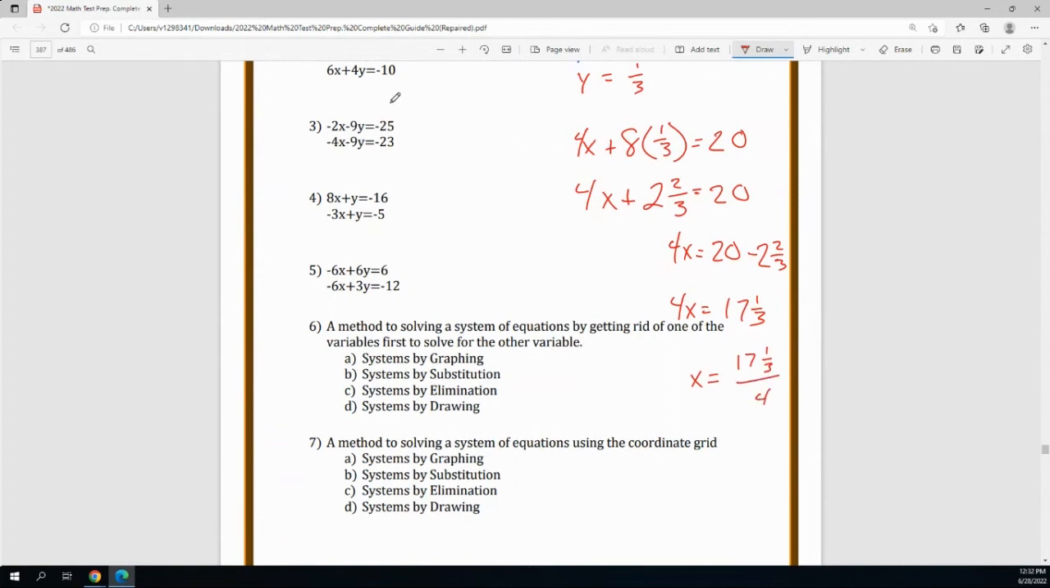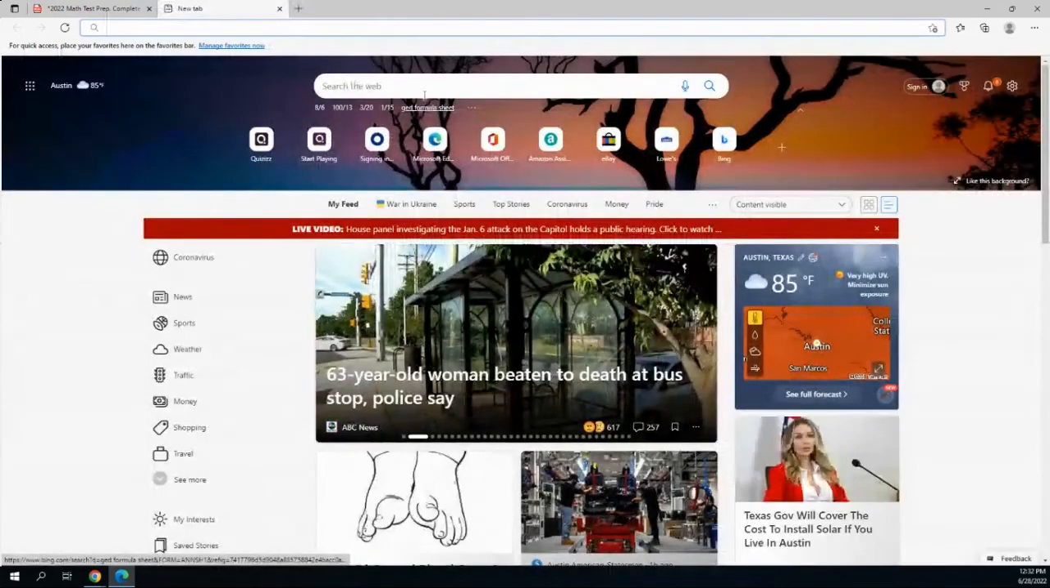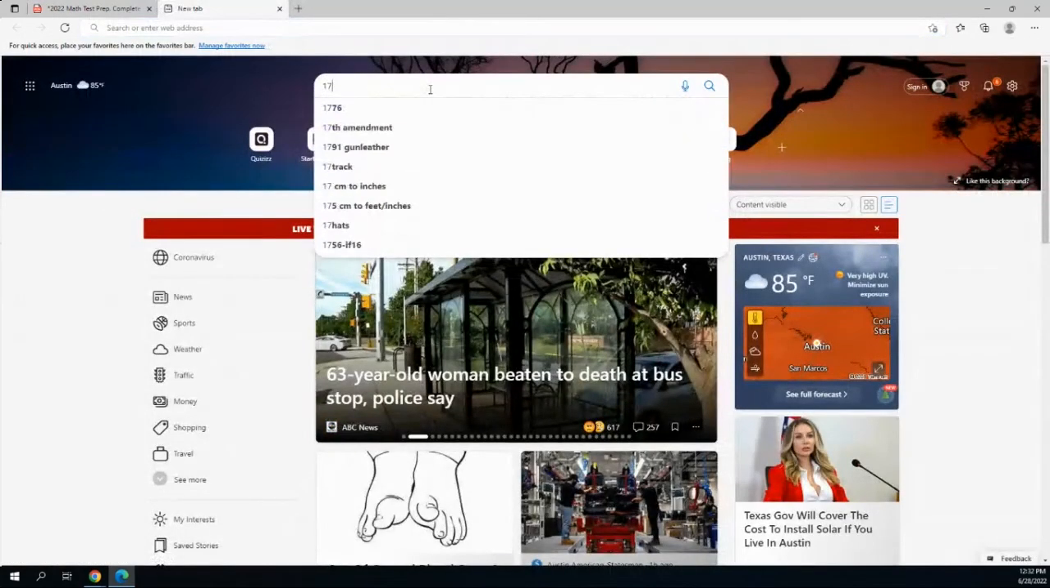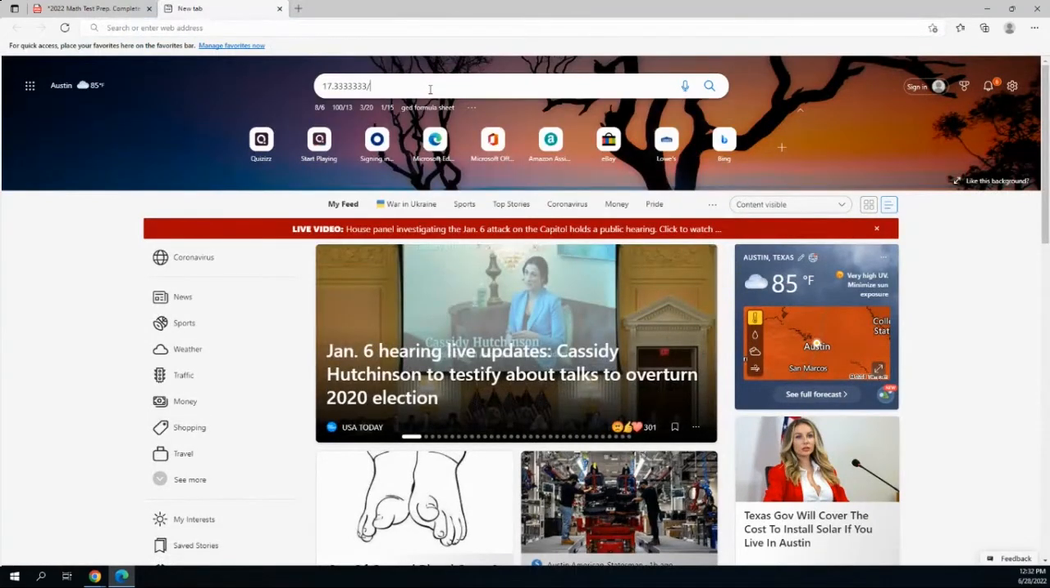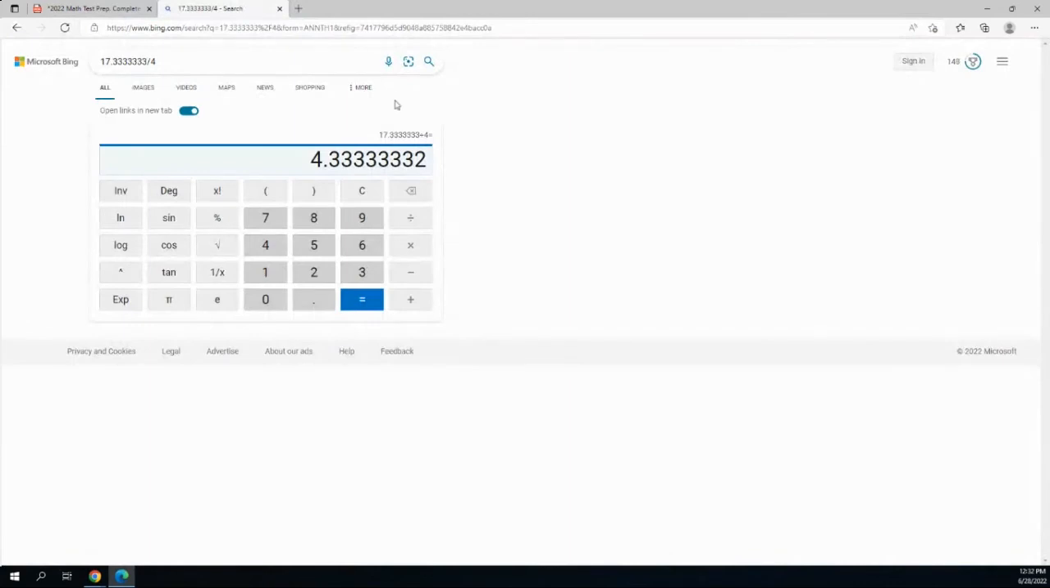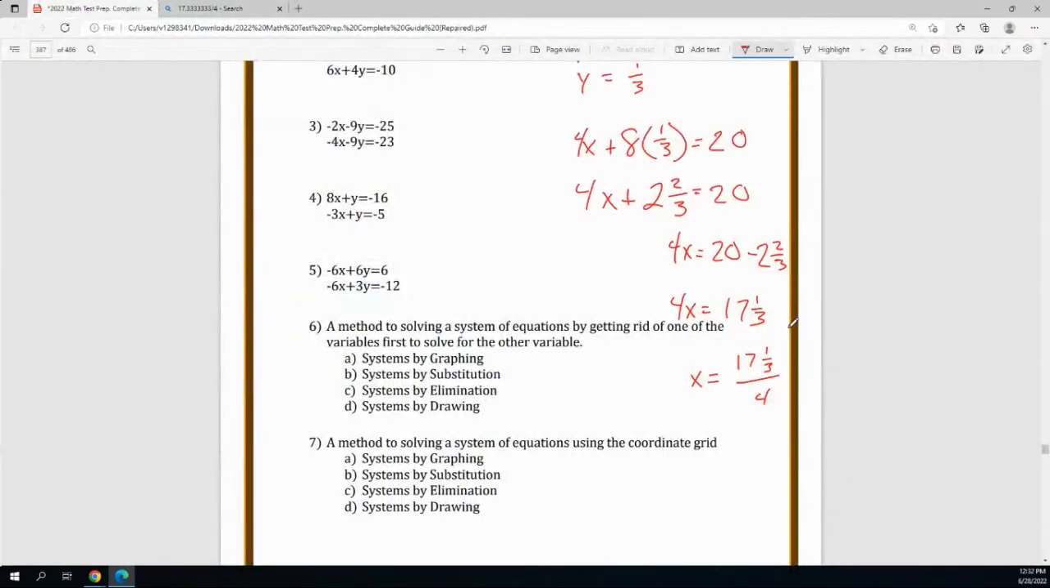Let's go to the calculator. It's going to be nasty. Let's see what we got. 17 point a third, which is 17.333, divided by 4 gives 4 1/3. Okay. So my answer is going to be x equals 4 1/3. So now I have a solution set.